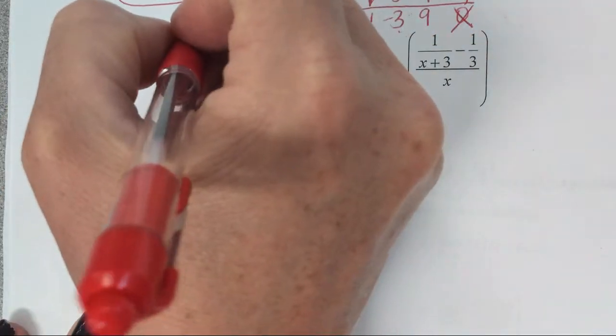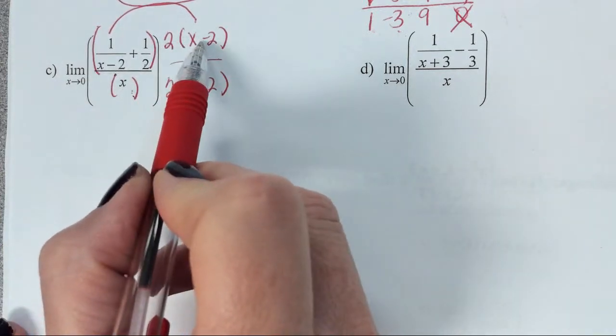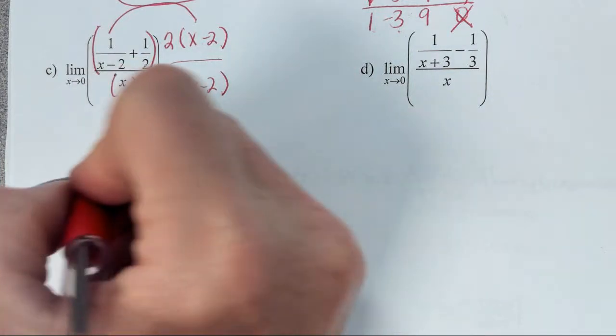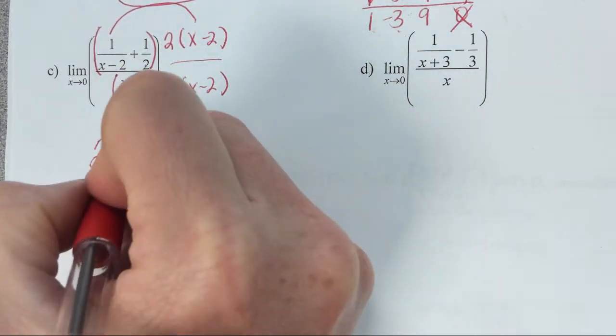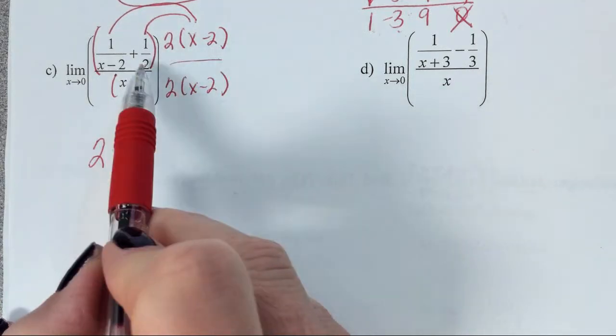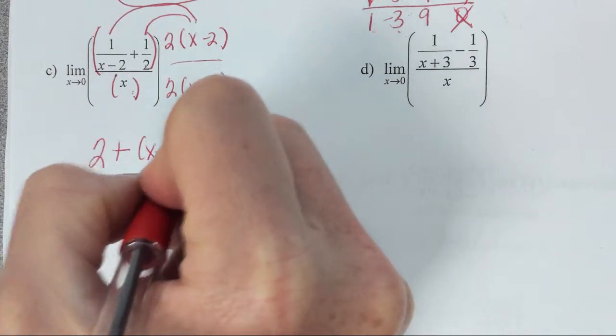So I have to distribute. I got to multiply this times this. When I do that, I'm going to have 2 times x minus 2 over x minus 2. The x minus 2's would have canceled, and I just get 2. Plus, then I have to go to this one. I would end up with this over 2. 2's would cancel, so we would just end up with x minus 2.